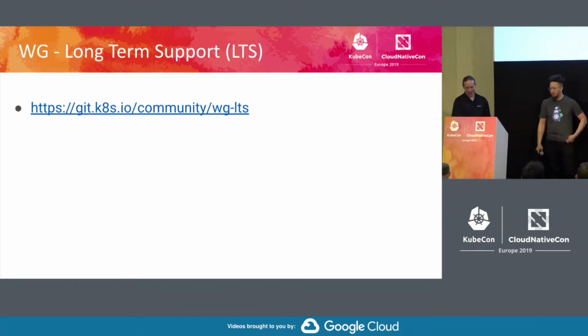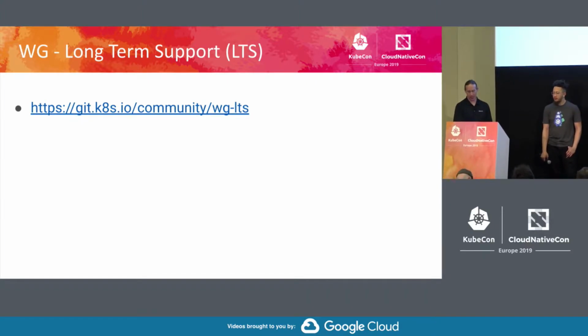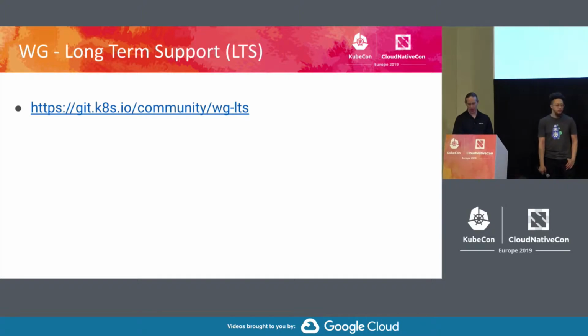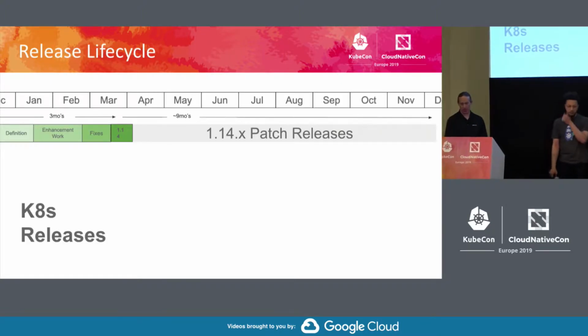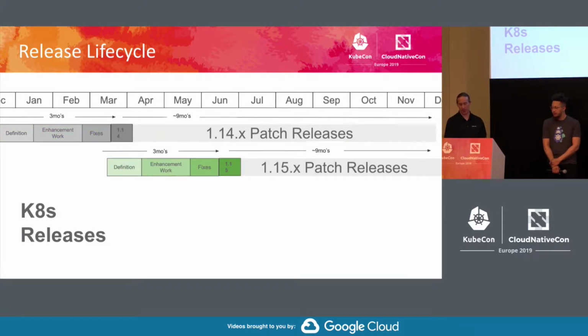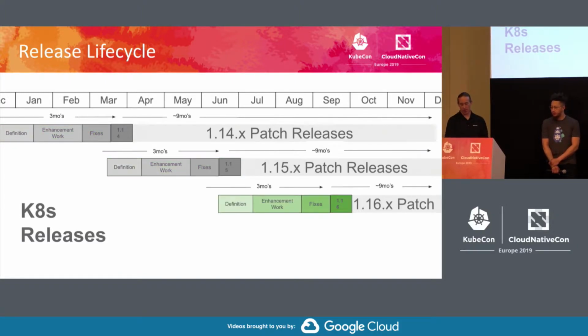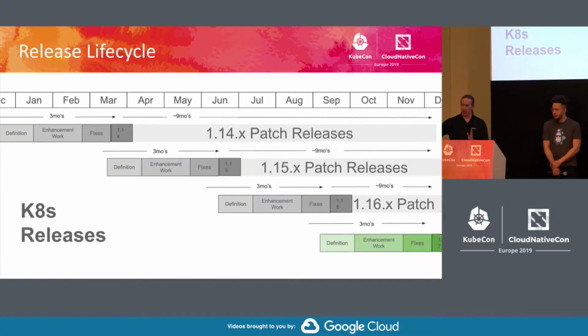So the next one to talk about a little bit briefly is the working group long-term support. The link there will jump you off to the details, but to describe what's going on here, I want to make sure that people are clear on the release lifecycle. We have these quarterly releases that I mentioned, but then there's 9 months of support that follow it, and you have a set of overlapping releases. So 1.14 came out in the spring, 1.15 is going on right now, and 1.16, 1.17 will follow. But each of those get 9 months of patch support.